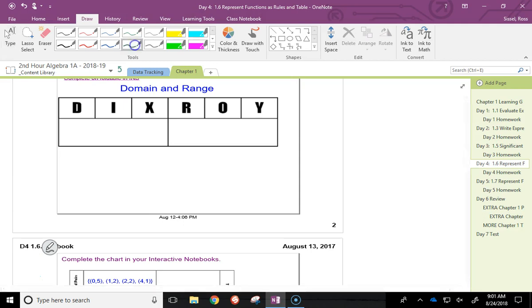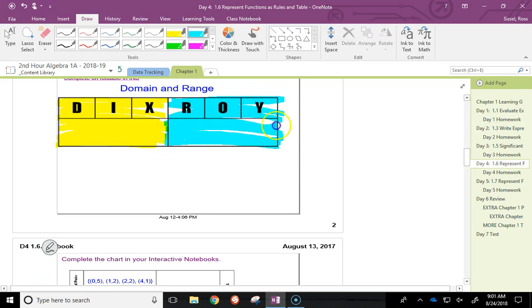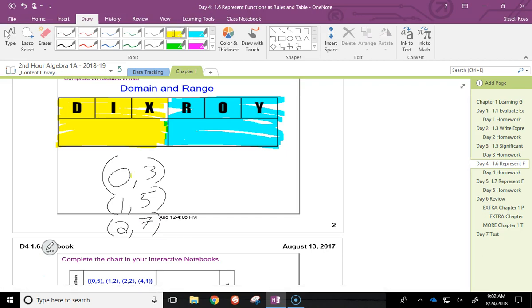Okay, what this is, it's the abbreviation. The most important thing I would say is look at it like this is your coordinates. I'm showing that these are two separate things, but they all go together. Because when I give you things like 0, 3, 1, 5, 2, 7, your first numbers are going to be the DIX.